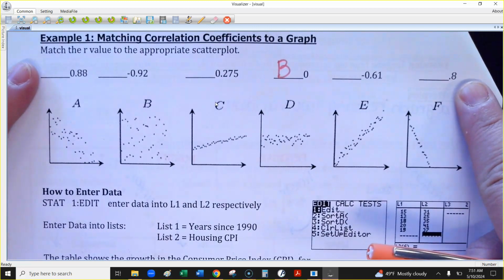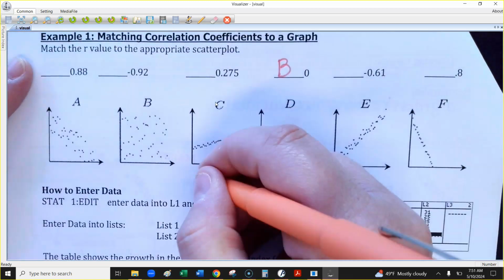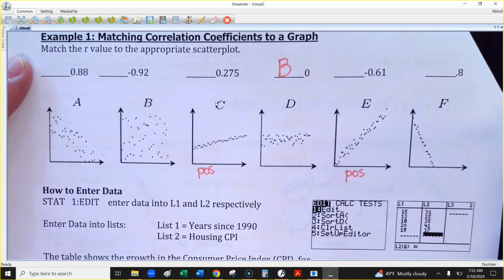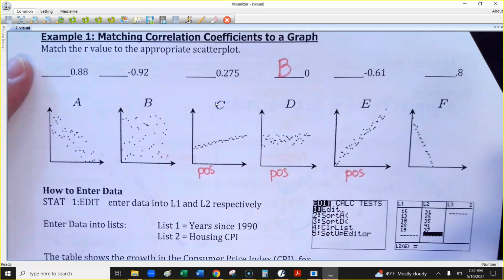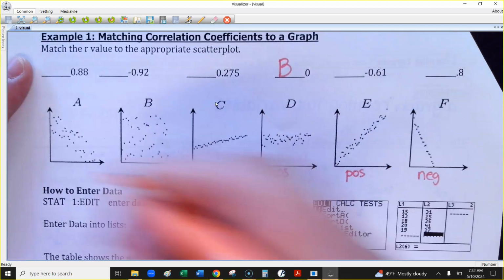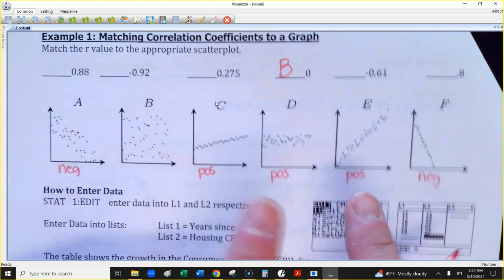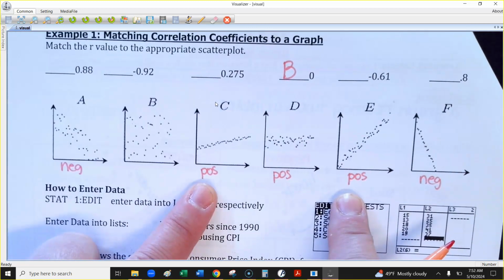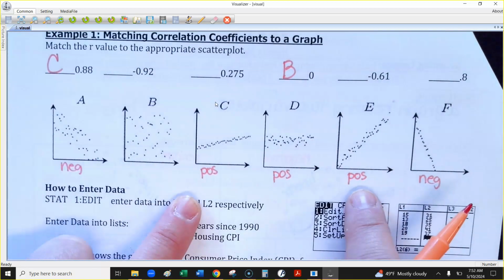The closer you are to +1 or -1, the stronger it is. So let's find the positive. I would say, right, this has a positive slope. This has a positive slope. This is almost horizontal, but I think that's a positive slope there. This one's negative, and this one's negative. And then B, nothing, because it's just a blob. Okay, so of the positive ones, which one would you associate with the 0.88? For sure. Okay, which one maybe a little less, but still pretty good?